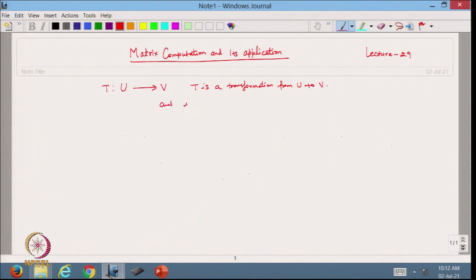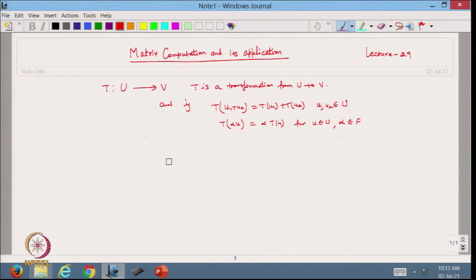and it satisfies the condition that T of U1 plus U2 is equal to T of U1 plus T of U2, and T of alpha U becomes alpha T of U, where U1 and U2 belong to U. It is true for all U1 and U2, and this is also true for all U belonging to U and alpha belonging to the scalar field F. So, this transformation is called a linear transformation if it satisfies these conditions.